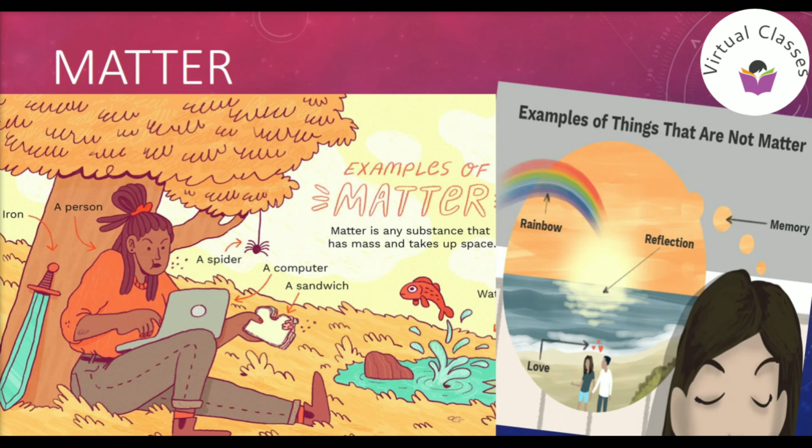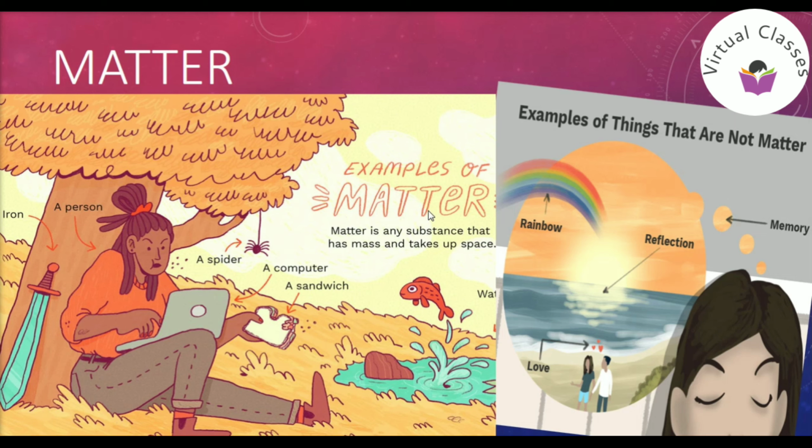As it is shown, matter is anything or any substance that has mass and takes up space. We can understand better with the help of the figure given. As you can see, a spider, a person, iron, a computer, a sandwich, the fish, and water, etc. All of these are occupying space in the environment, and they have certain mass. Hence, they can be classified as matter.